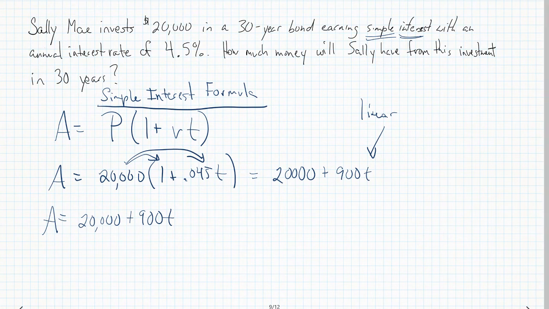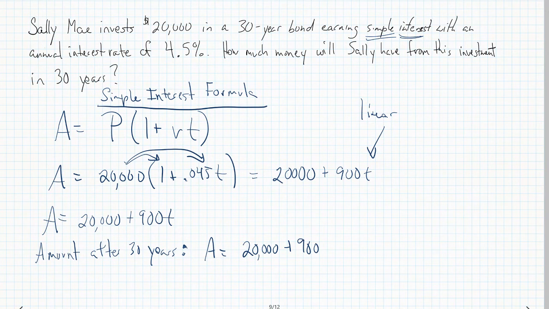So for our amount after 30 years, we would get A equals 20,000 plus 900 times 30.